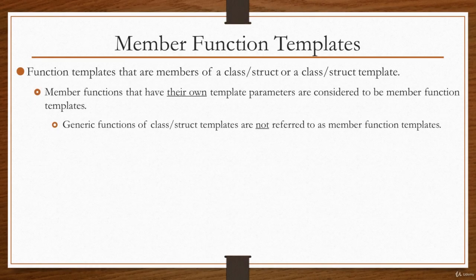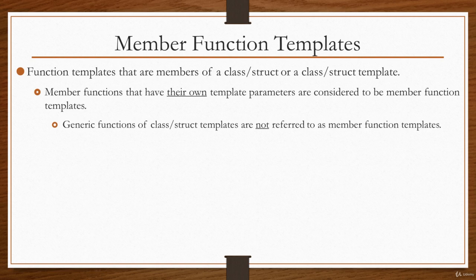In this video I'll talk a bit about member function templates, which are function templates that are members of a class or struct or a class or struct template. Member functions that have their own template parameters are considered to be member function templates. Class or struct templates already have generic functions, right? But generic functions of class or struct templates are not referred to as member function templates. Again, member function templates have their own template parameters.